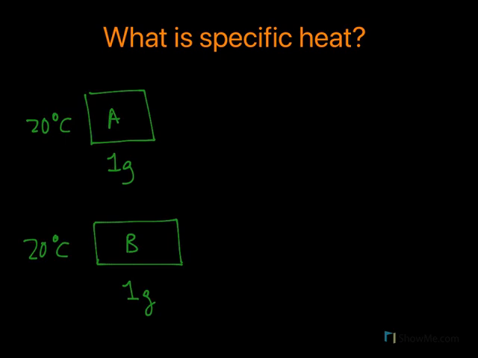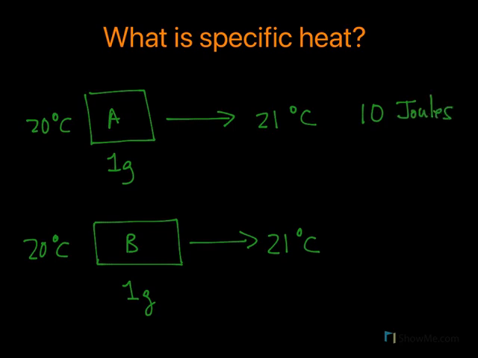And then we're going to allow two of these materials to increase 1 degree up. So we're going to heat it up until this becomes 21 degrees. We're going to heat this one up also, and it hits 21 degrees. And we find out that to do this, it requires, let's say for material A, 10 joules of heat. And the other material requires only 0.5 joules of heat.